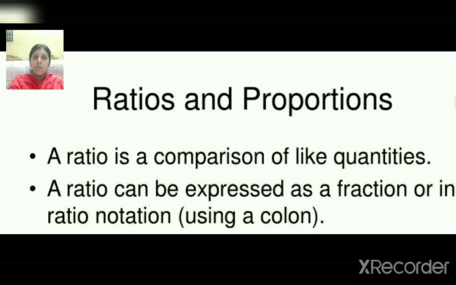Clear? So what is a ratio? Ratio is a comparison of like quantities. When you are comparing two quantities, they should be of the same unit. A ratio can be expressed as a fraction or in ratio notation. Ratio notation means that colon symbol. We use the colon symbol to write ratios, and a ratio can also be expressed as a fraction. Clear, children?